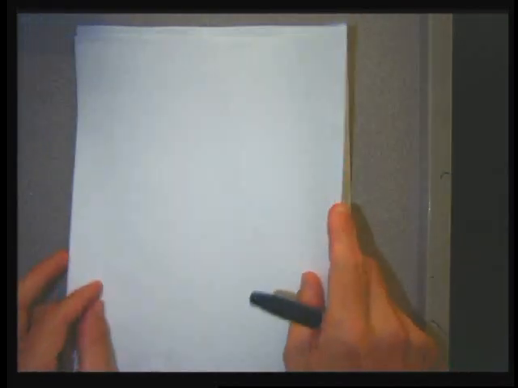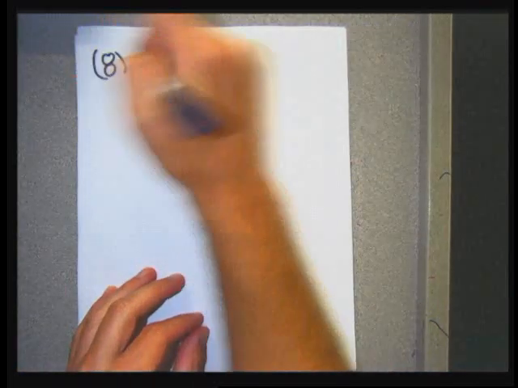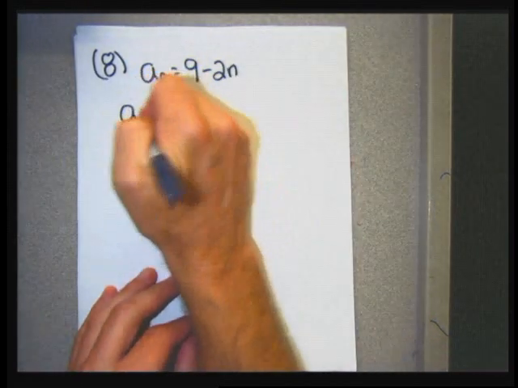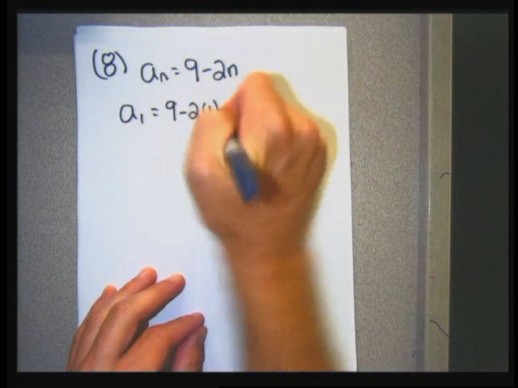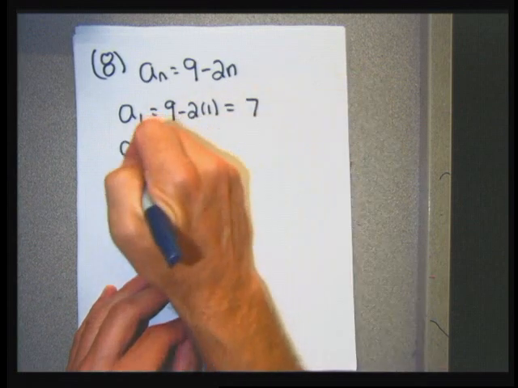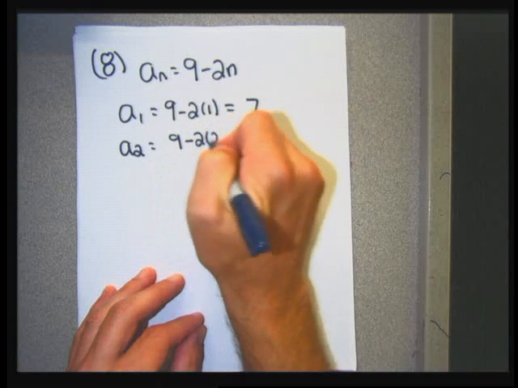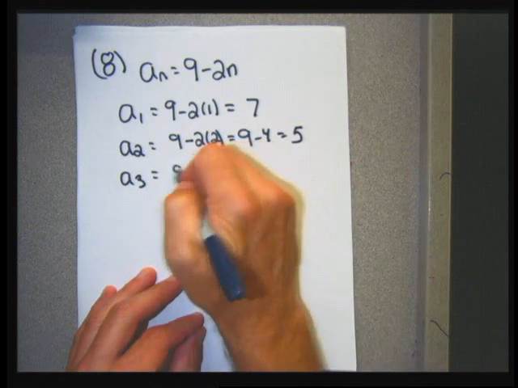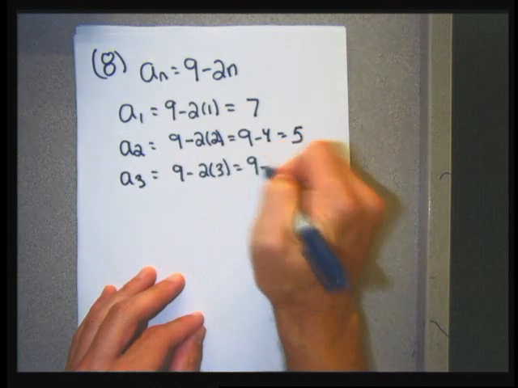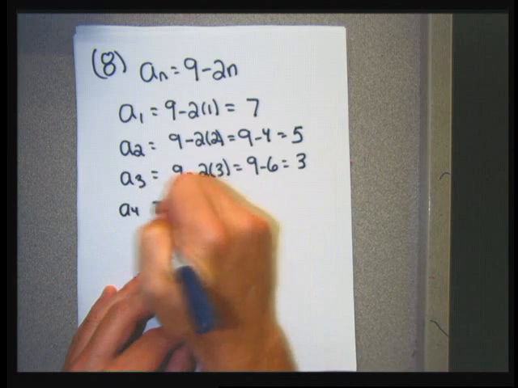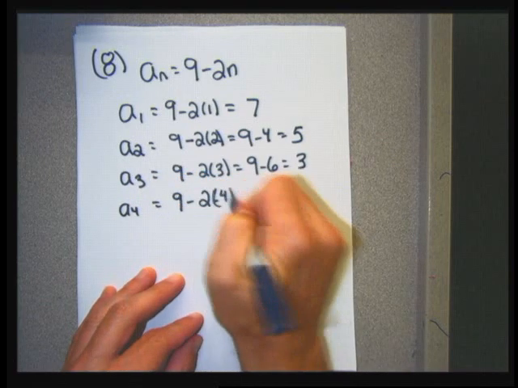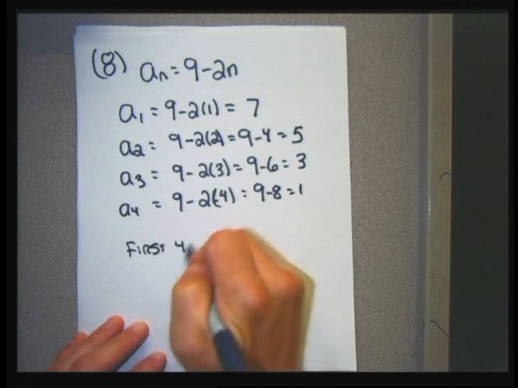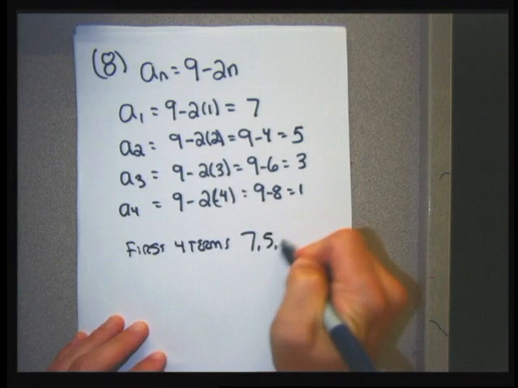Problem 8 is a sub n equals 9 minus 2n. I'm going to do the first 4 terms. A sub 1 is 9 minus 2 times 1, which is 9 minus 2, which is 7. A sub 2 is 9 minus 2 times 2, which is 9 minus 4, which is 5. A sub 3, the third term, is 9 minus 2 times 3, which is 9 minus 6, which is 3. And a sub 4, the fourth term, is 9 minus 2 times 4, which is 9 minus 8, which is 1. So the first 4 terms are 7, 5, 3, and 1.